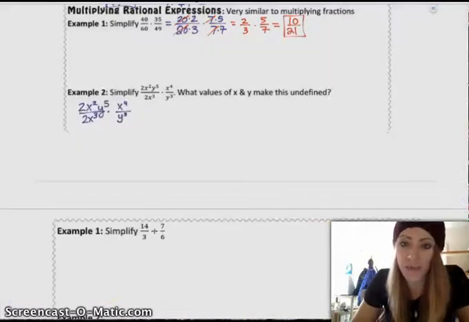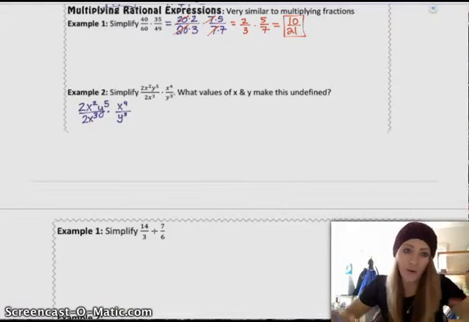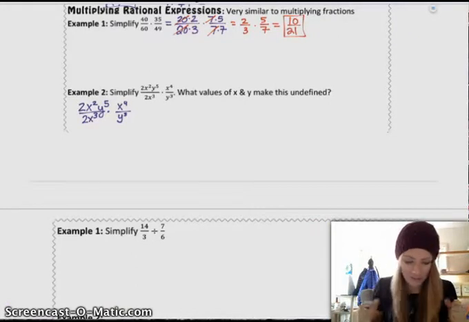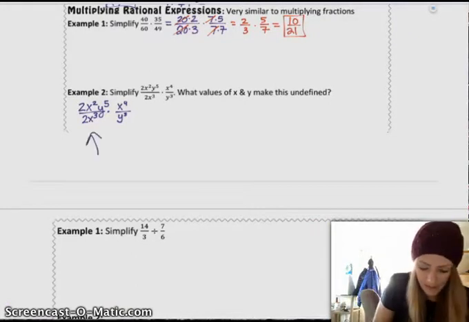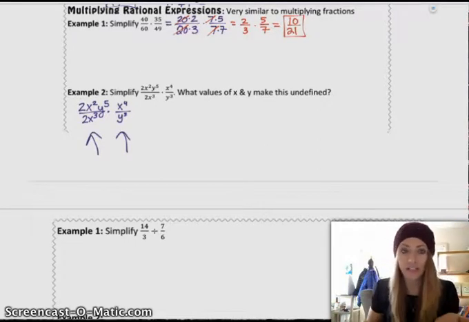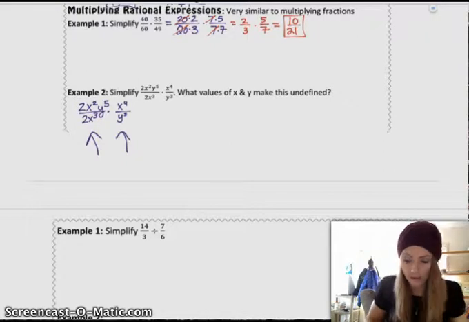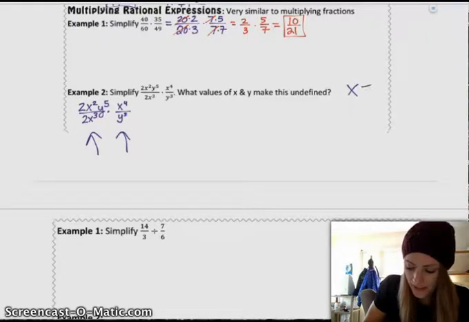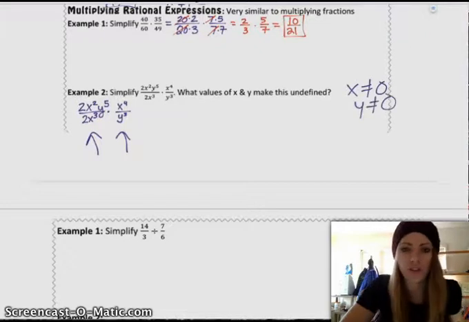Alright, so with rational expressions, first you got to figure out when is the denominator 0, because it cannot be 0. And if I'm looking at my denominators here, I'm only going to have denominators with 0 when x is 0 and when y is 0. So I'm going to say that in the beginning. X cannot equal 0 and y cannot equal 0. And then I'll do the rest of my work.